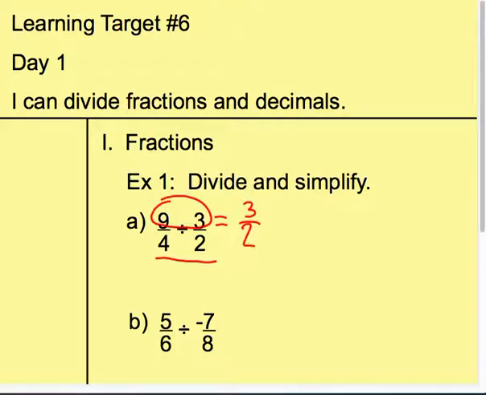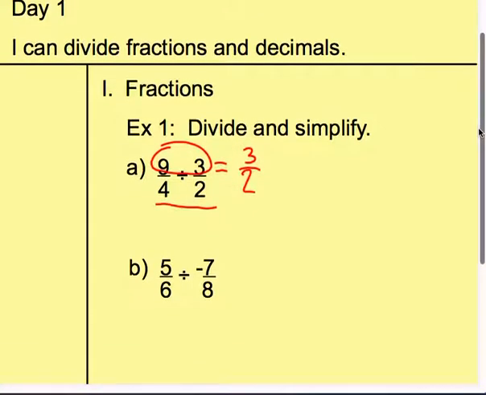The problem with this method is that it very rarely works that you get an integer when you divide straight across. So for example, take a look at B. 5 divided by -7 does not give us an integer. So we need another method to divide our fractions. And that method is multiplying by the reciprocal.